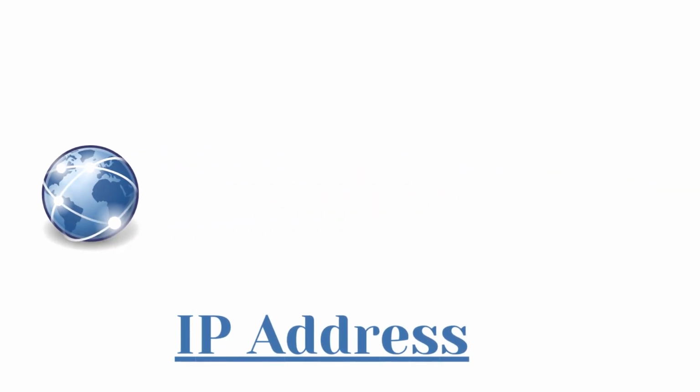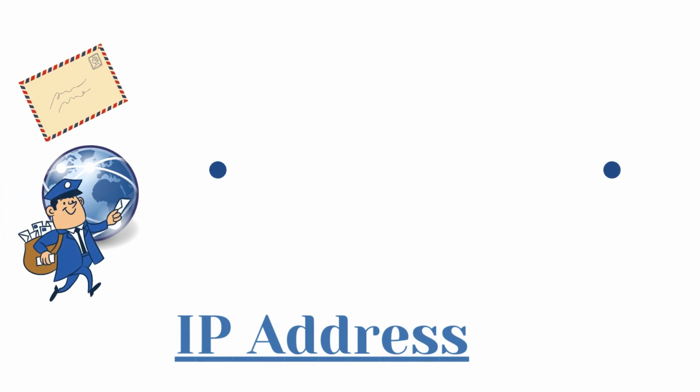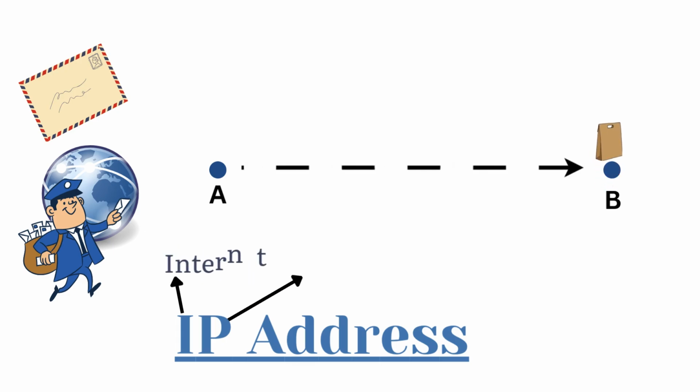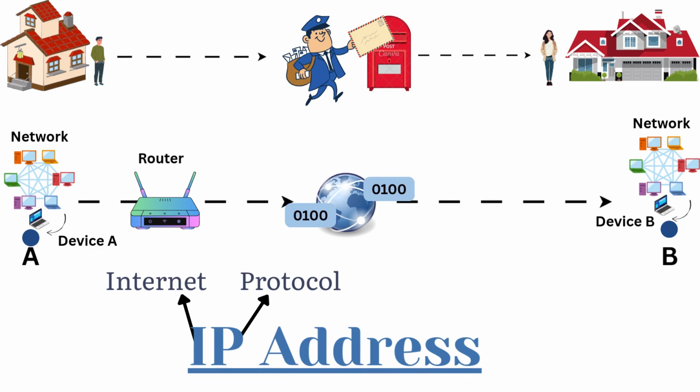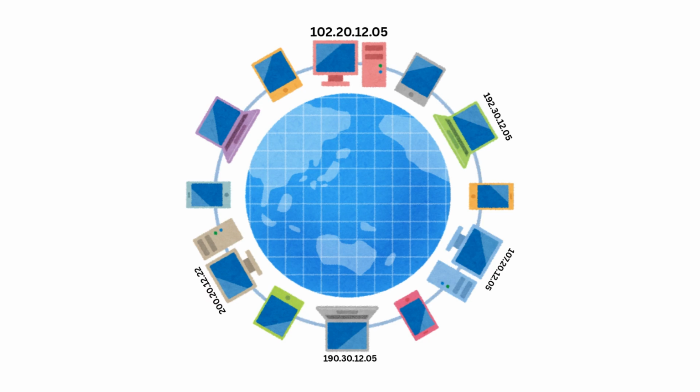Think of the internet like the global postal service. For a letter, or in our case, a data packet, to get from point A to point B, it needs an address. That's what an IP address is. IP stands for Internet Protocol. The protocol is the set of rules that defines how data moves across the network. An IP address is a unique numerical label assigned to every device participating in a computer network that uses the Internet Protocol for communication. Most of us are familiar with the format of IPv4.